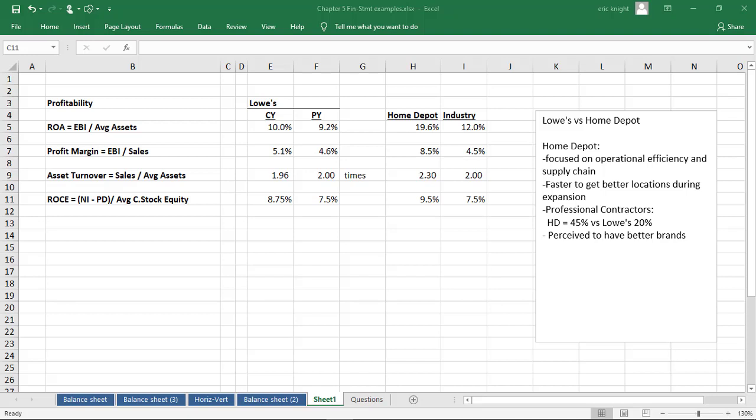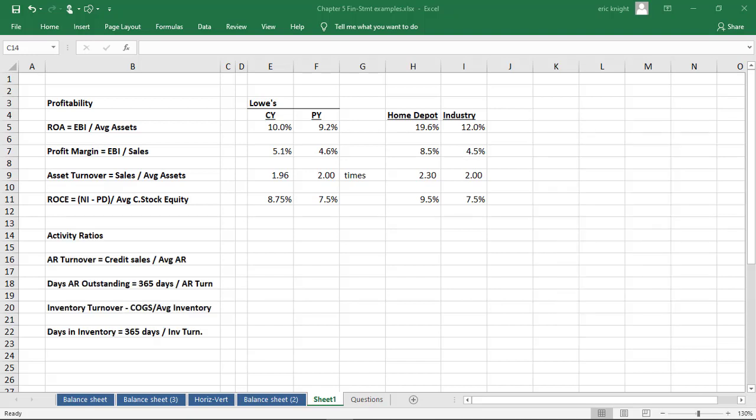And if we look at that compared to the industry, we see that they're doing a better job for their stockholders. Home Depot, again, has done a better job than Lowe's. So just looking at the profitability ratios, we can start to get an understanding of the situation. Usually what you do is you look at the ratios and then you look for a story to explain it. In this case, we kind of started out with the story and moved into the ratios to see if the ratios kind of support the story that we were given.